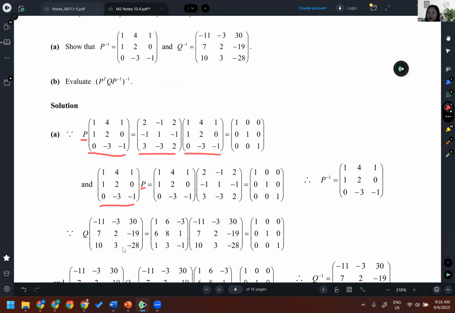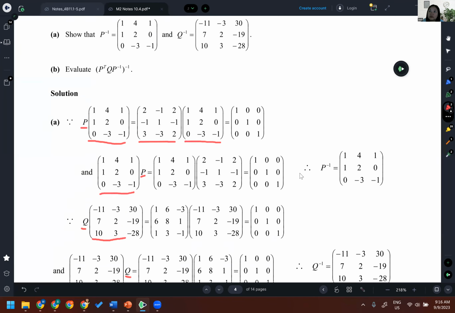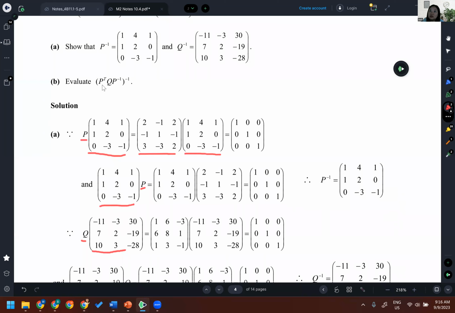Now for Q, the same thing. Left multiply, verify, and right multiply. And then you have the conclusion. This is the inverse. Only after the 2 verifications, now you can conclude. Okay, now I want to talk about the last one.